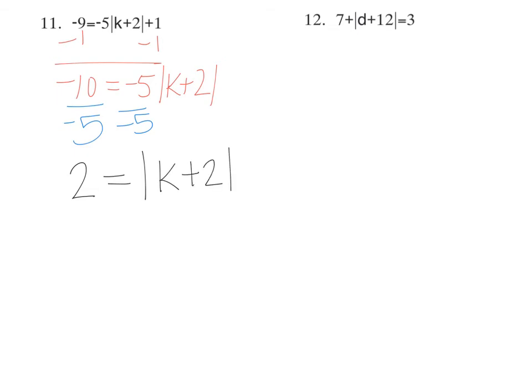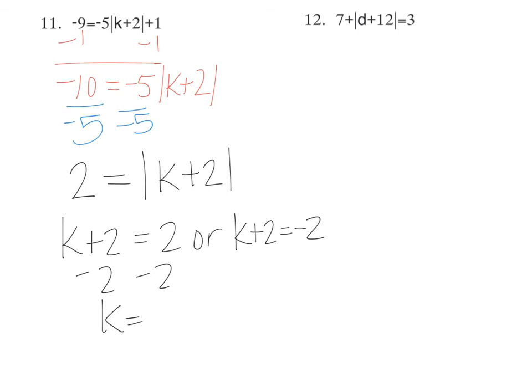So the k plus 2, what's inside the absolute value, can equal 2, or it can equal negative 2. And subtract 2, so k can equal 0. Remember that 0 is a valid answer. And k is equal to negative 4.